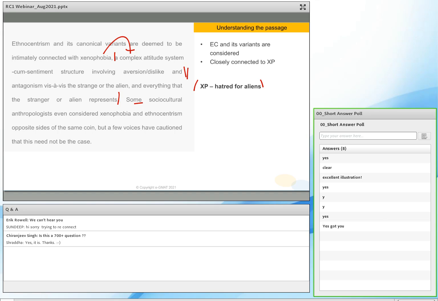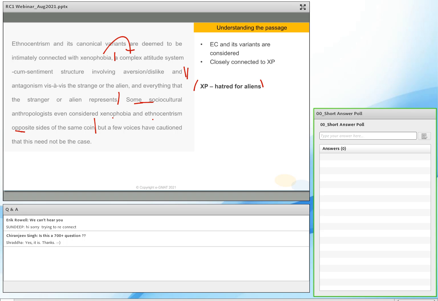Now let's move on. Some socio-cultural anthropologists even considered XP and EC opposite sides of the same coin. This is where quite a few of you lost the plot because you could not understand this. Let me illustrate this again. Firstly, remember, see how the author is making sure you know when it is not necessarily him or her. Some socio-cultural anthropologists, boss, not necessarily me. Some socio-cultural anthropologists even considered XP and EC to be opposite sides of the same coin.